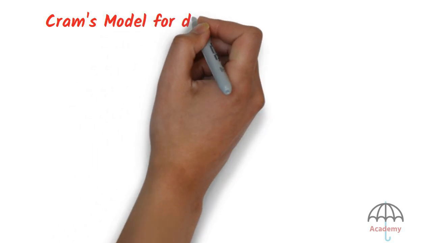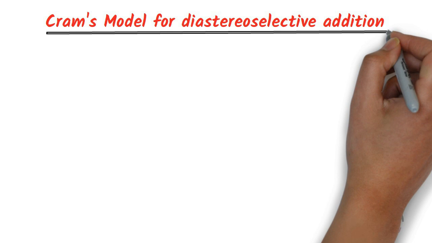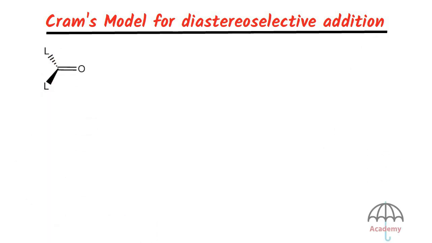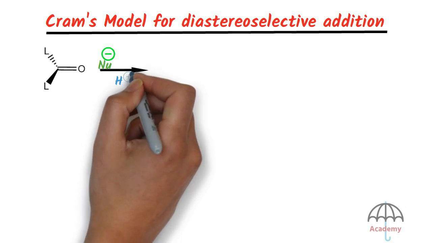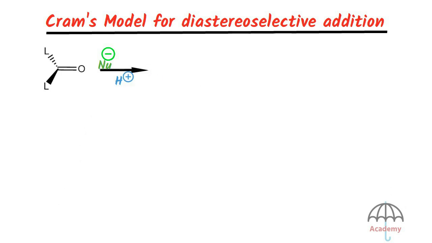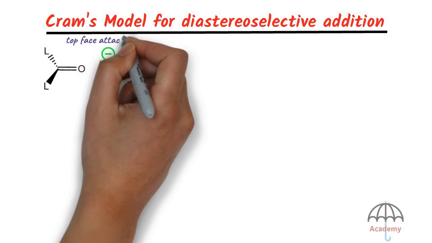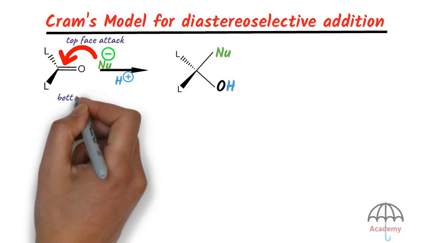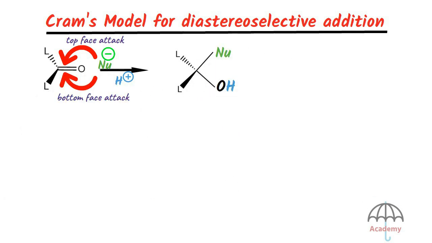In this lecture we will discuss Cram's model for diastereoselective addition. Consider this molecule, in which a carbonyl group is attached to two similar ligands. Let this molecule be treated with a nucleophile, followed by protonation at the negatively charged oxygen. The nucleophile can approach the carbonyl from the top face, so that we get this product. If the nucleophile approaches from the bottom face, then we get this product.